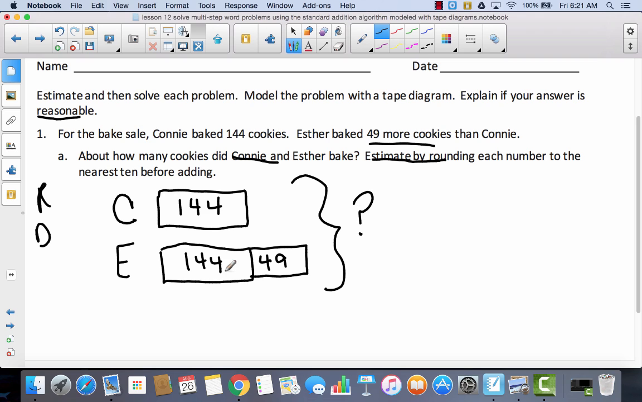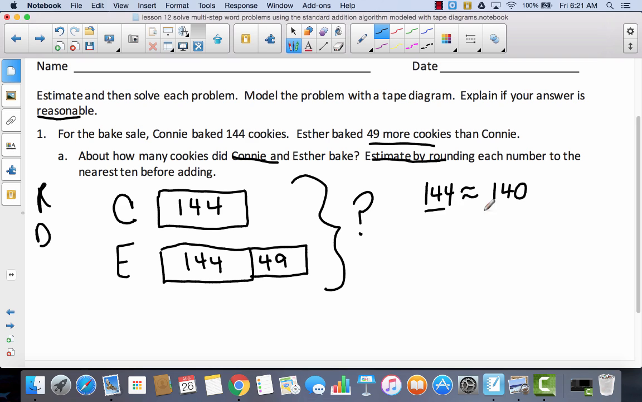Now, before I find the actual answer, I'm going to estimate by rounding each number to the nearest 10. So when I have 144, let's look at the tens place. I have 14 tens. So this number comes between 14 tens and 15 tens, which is 140 and 150. Now when I look at the 4, it tells me that this number is not more than halfway. So this is going to stay 140. Now again, I did not use a vertical number line, because I've been doing this long enough that I can do the vertical number line in my head.